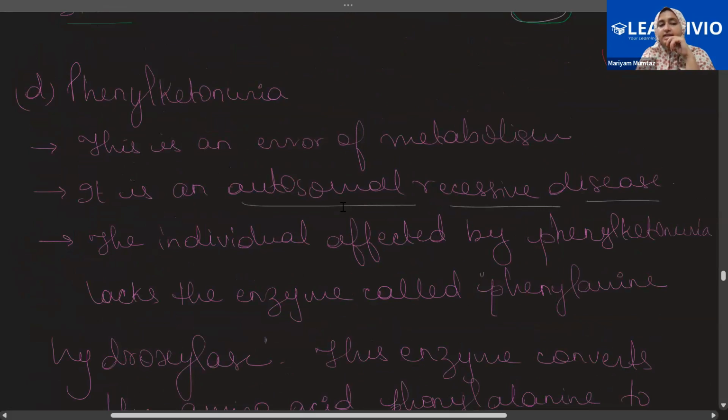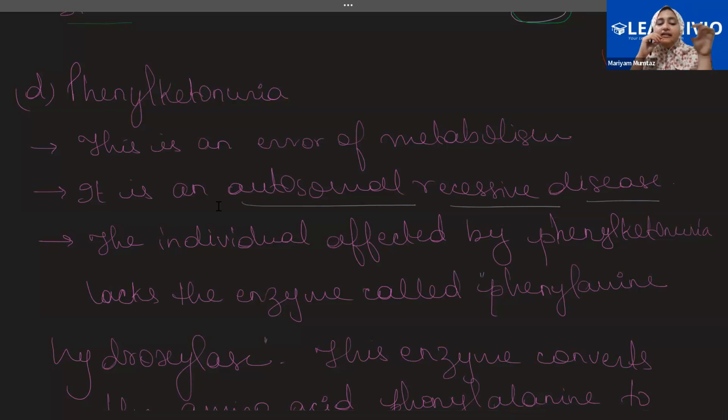All right, so the next disease that we are going to talk about is phenylketonuria. Now, phenylketonuria is not a sex-linked disease. Rather, it is an autosomal recessive disorder. Again, for the expression of this particular disease also, there has to be the recessive homozygous condition. Now, phenylketonuria is an error of metabolism. Why? Because there is an enzyme, phenylalanine hydroxylase, that is not made by the body in the disease phenylketonuria.